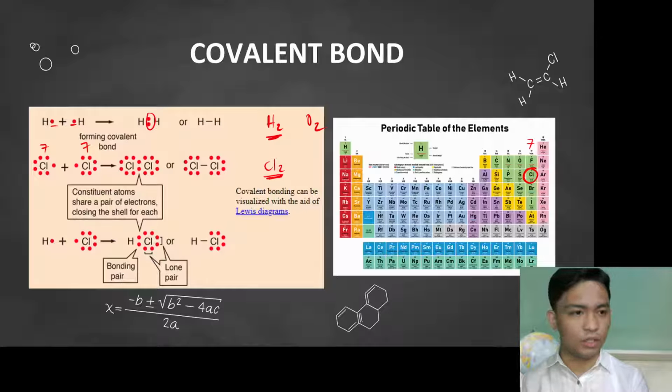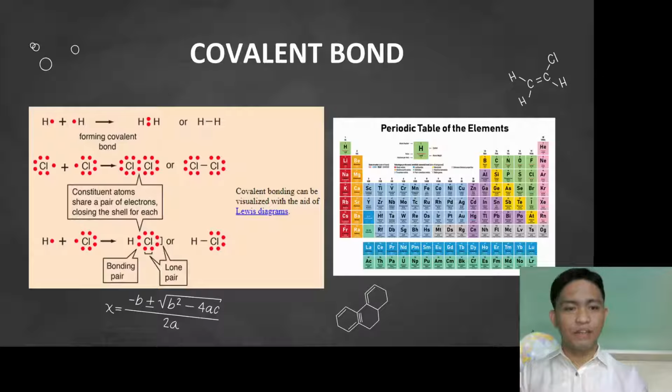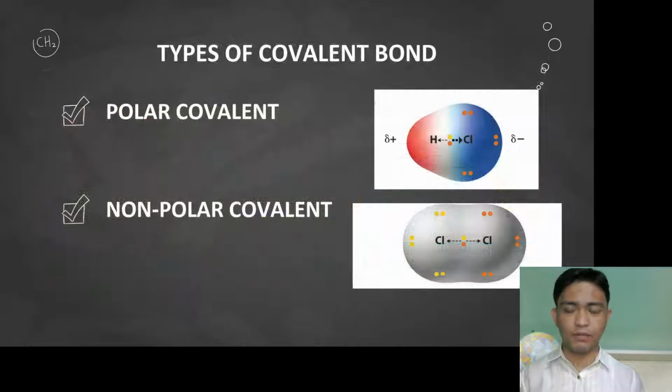Itong mga nandito sa grupo na ito, the halogens, these are also diatomic in nature. Lagi silang they come in pair para stable. Okay? So that's basically how covalent bonds are formed, sharing. Okay? Now, this covalent bond actually has two types. Okay? You have the first polar covalent and the other one non-polar covalent.